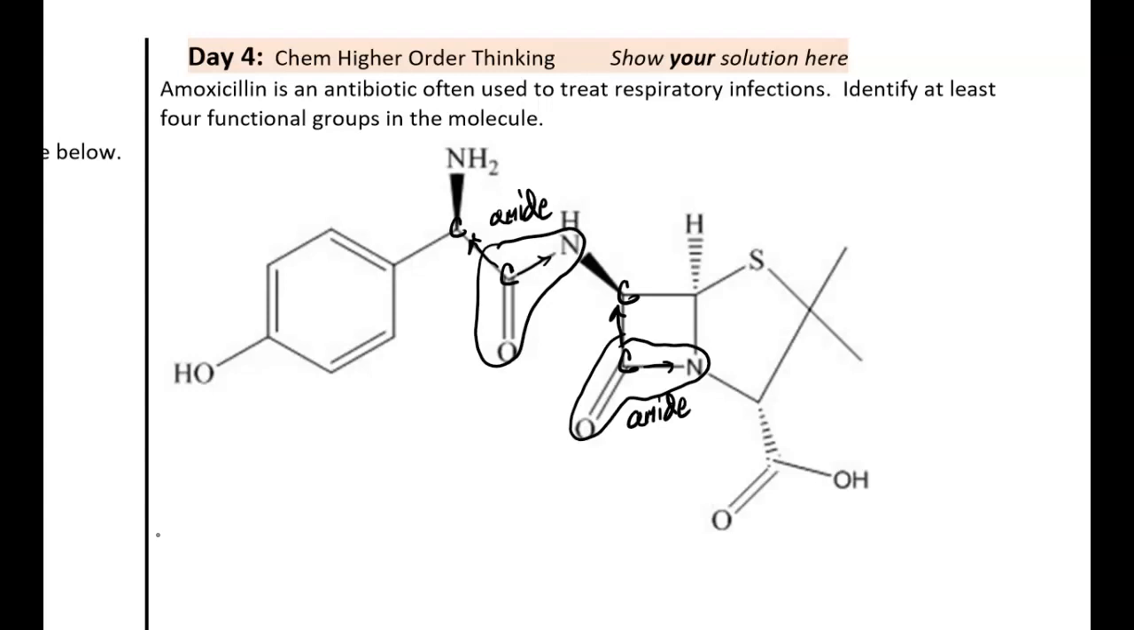Now down in the bottom right corner, there's another instance of a carbonyl. The carbon is double bonded to the oxygen. Going in this direction, it's bonded to another carbon. But going in this direction, it's bonded to an OH. This structure is called a carboxylic acid.